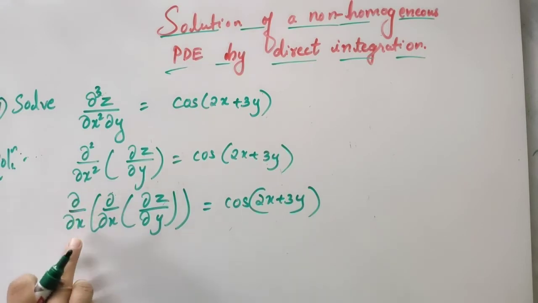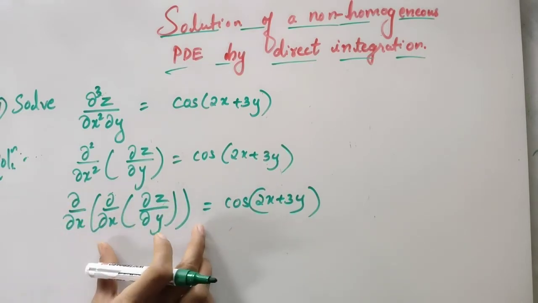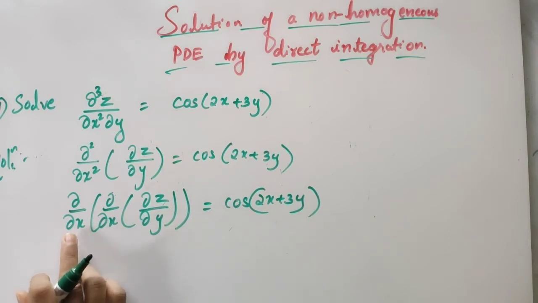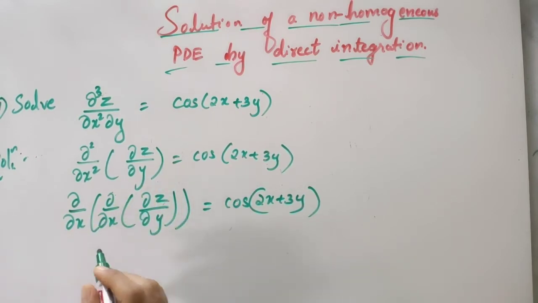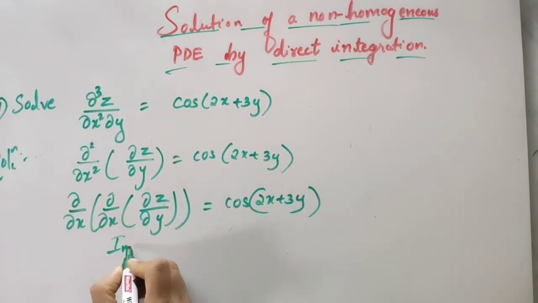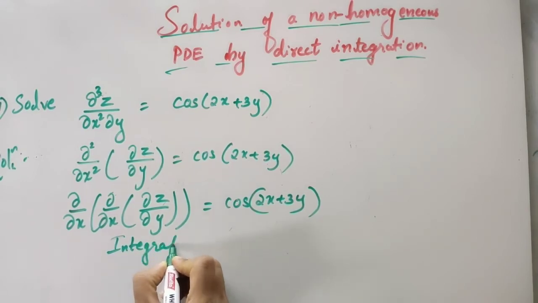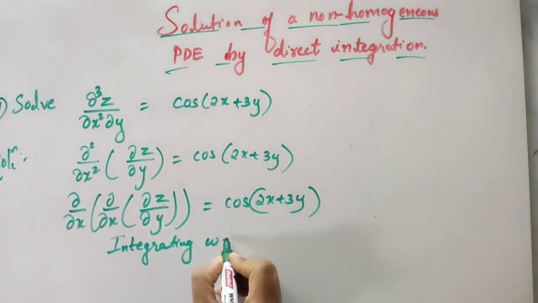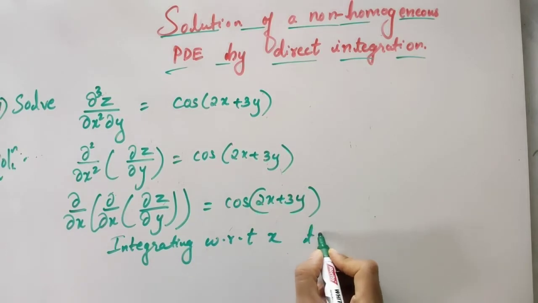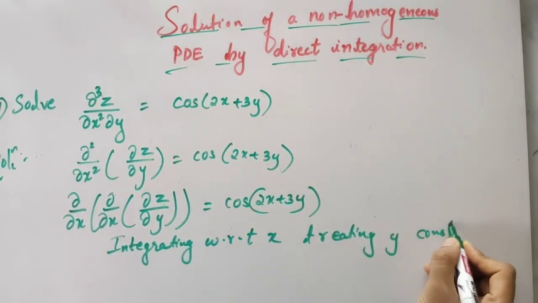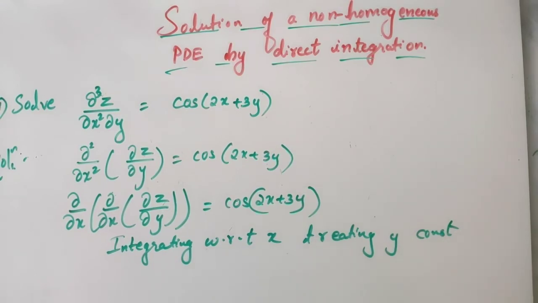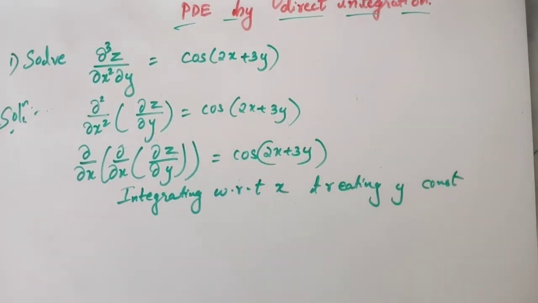For that, what is ∂/∂x? It's a partial derivative of z with respect to x, this complete thing with respect to x. So to eliminate this ∂/∂x, we have to simply integrate this complete thing with respect to x, treating y constant. You are going to treat y constant and integrate it. If you do so, what do you get?